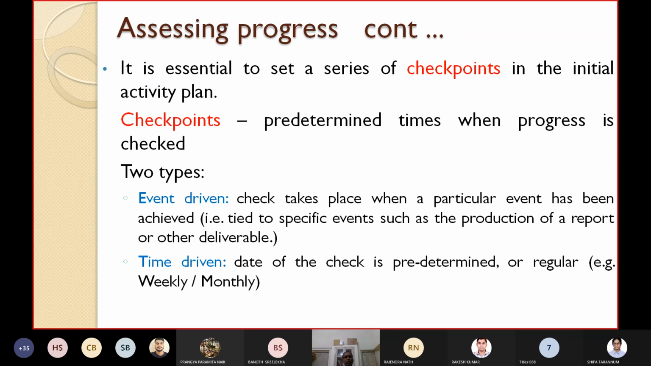The checkpoints could be of two types. They can be event driven or they can be time driven. Event driven means the check takes place when a particular event occurs. As its name suggests, the check takes place when a particular event has been achieved, for example tied to specific events such as production of a report or other deliverable.